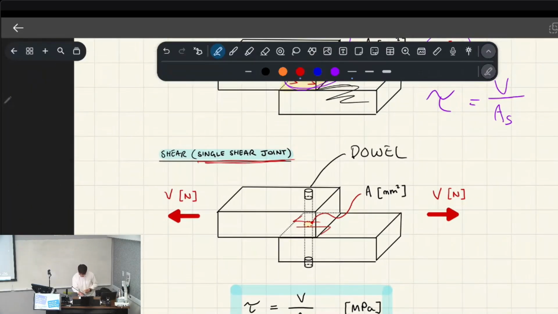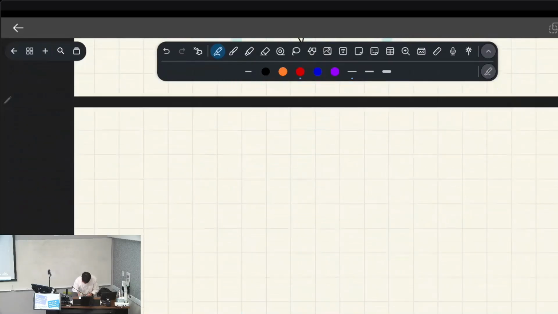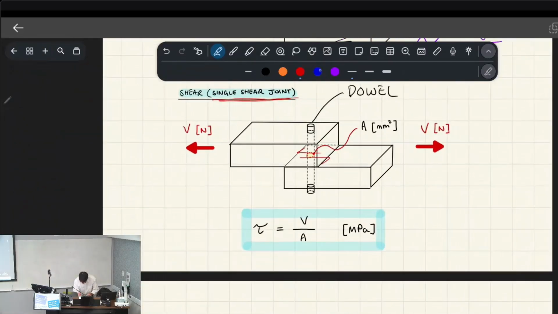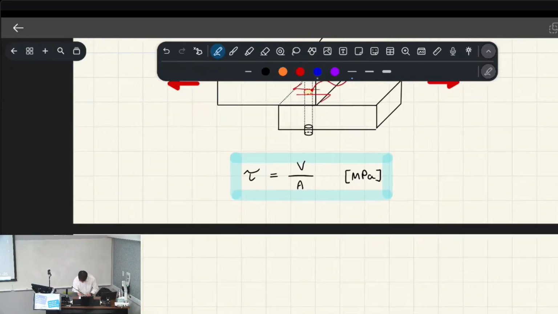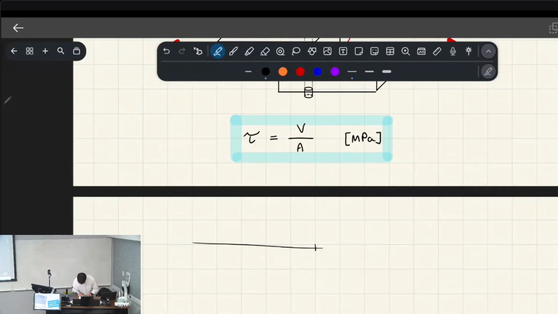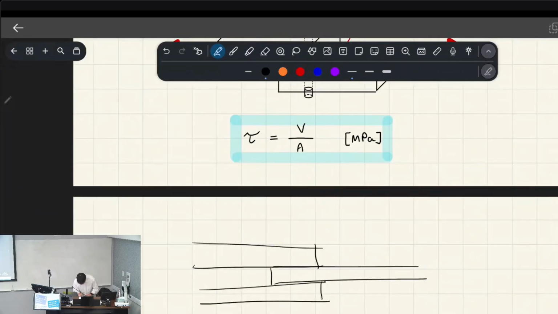Okay. So something else I want to talk about now is, that might raise the question: why is it a single shear joint? Is there a double shear joint? Okay. So if you imagine the wood again, except now there's three layers of wood, or three planks of wood.